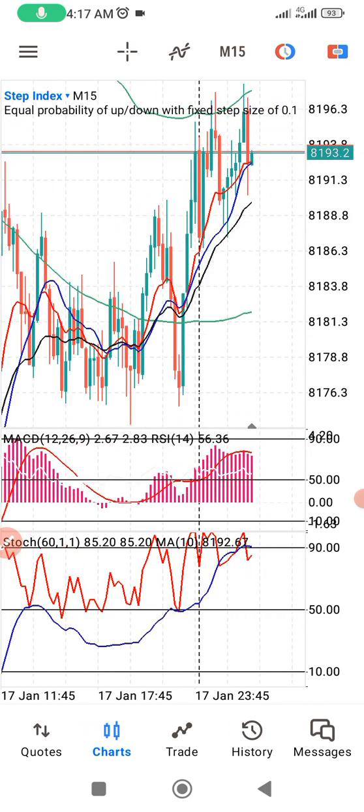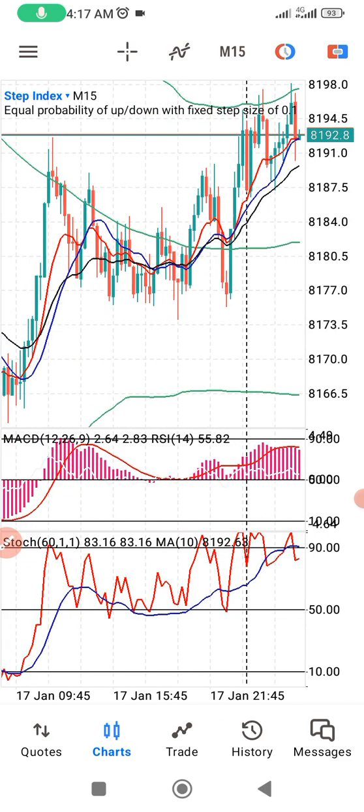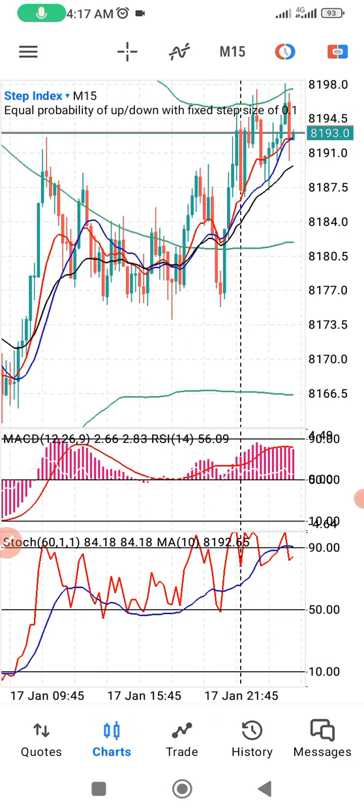So in this video and in the subsequent videos to come, we'll be looking at the liquidity and mitigation strategy. Liquidity and mitigation strategy.